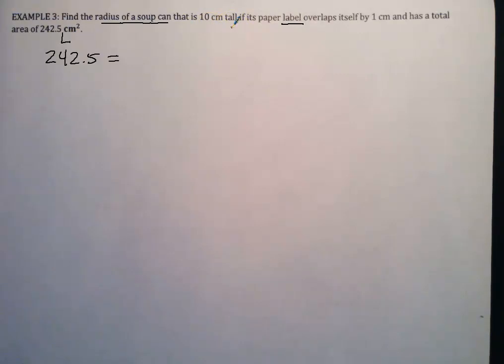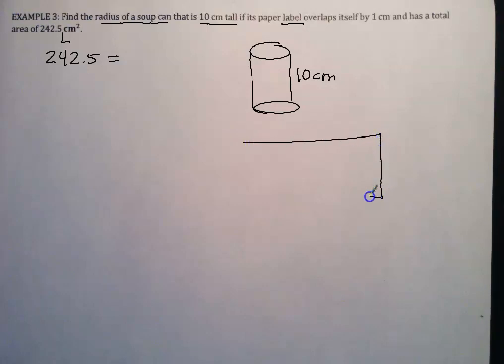So 11? It would be 11 because it's 1 centimeter longer. No, it's not 11. It says that the soup can is 10 centimeters tall, and the paper overlaps itself by 1 centimeter. The paper goes around the can. If I look at the paper label, it's a rectangle that's 10 centimeters tall, and it covers the soup can until here. And then there's one more centimeter over here where it overlaps.